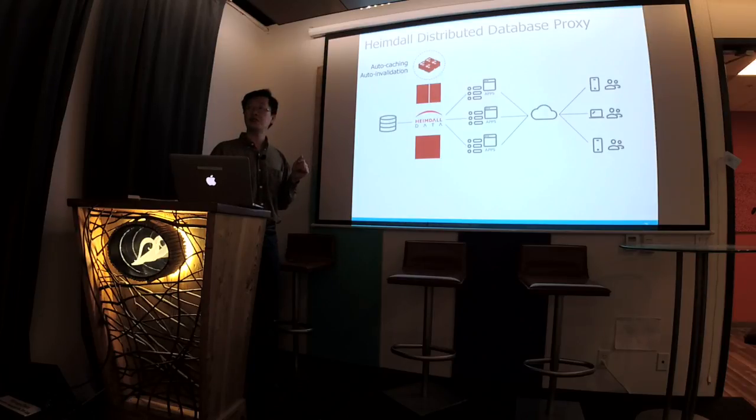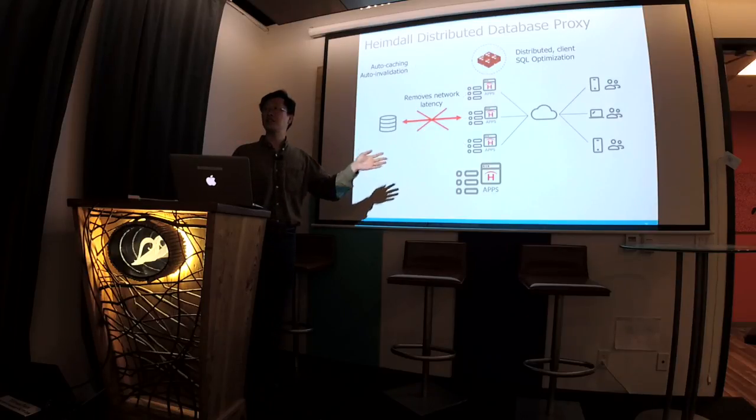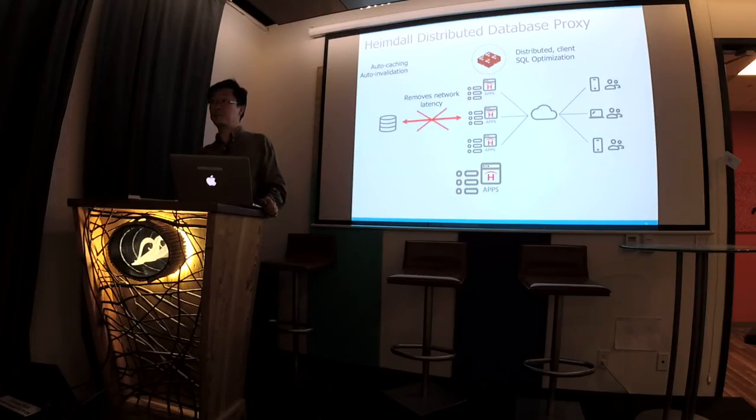But what makes this also unique is that not only does it auto-cache, but it's caching at the application tier. So that's where it avoids and solves the network latency issue. It's optimizing SQL from an application perspective. So all the queries that would have gone to your database, the database doesn't even see those queries because they're being served out from cache.